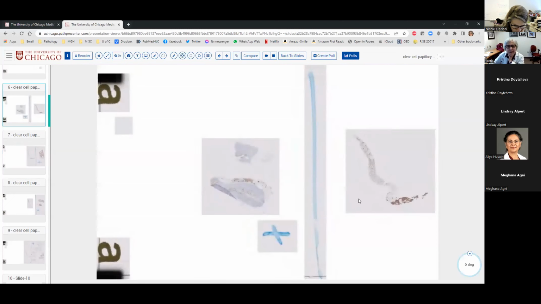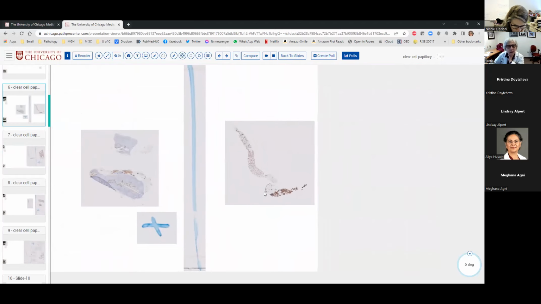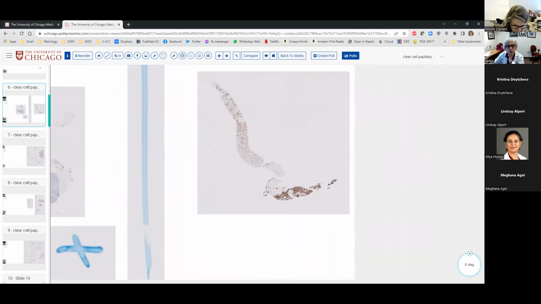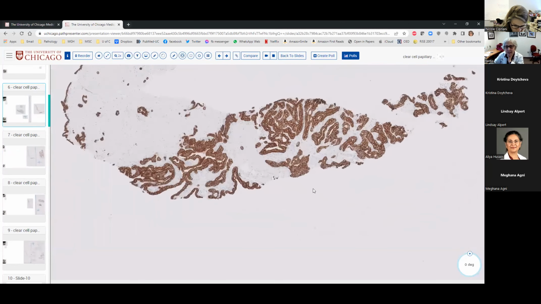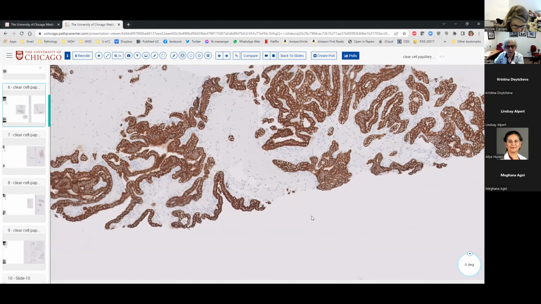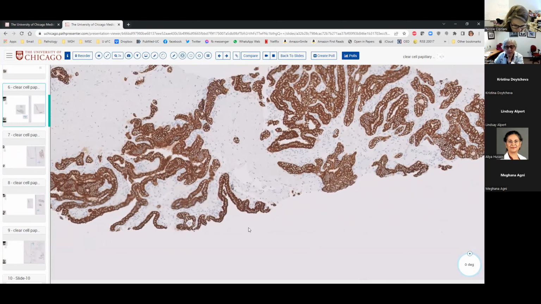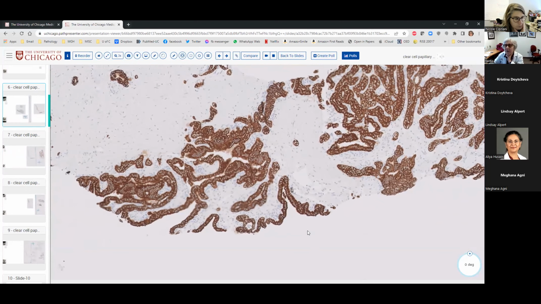I think the next one is immunostain. I'm not sure, I don't see the label which stain, but we can look at it because there are certainly two specific stains. CK7 is one of them. This one is very strongly diffusely positive. If you click on the little eye, it'll tell you which stain it is on the top left.